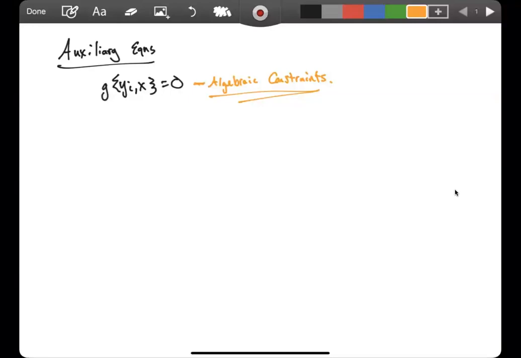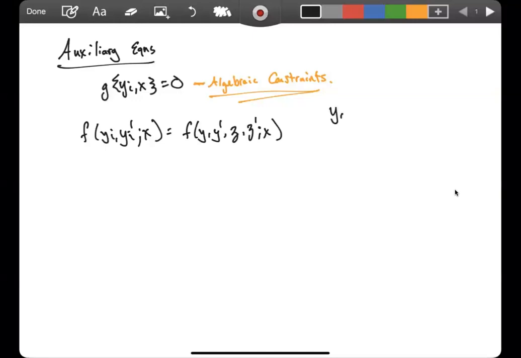So let's say that our integrand depends on two variables, y and z. In this case, it only depends on two variables, so f is a function of y prime as well as z prime, and then possibly on x as well. So we're saying y1 is equal to simply y, and then y2 is equal to z.